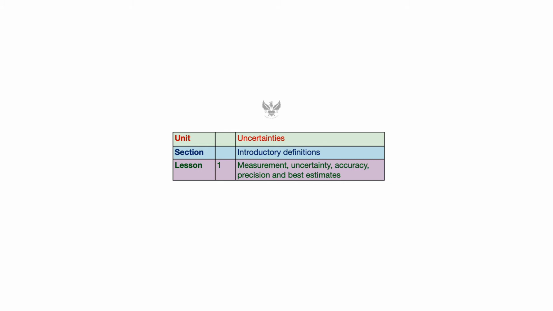This is lesson 1 in the Advanced Higher Physics Uncertainties unit. In this lesson, we're going to introduce you to the idea of measurement, the meaning of uncertainty, the difference between accuracy and precision, and remind you of what is meant by a best estimate.